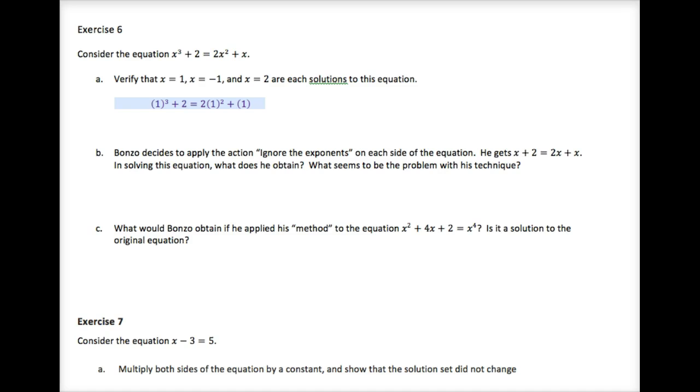So we'll start with the first question, and we're going to put 1 in. Notice I put 1 in for the x cubed, 1 in where it's x squared, and 1 in for x. That's substituting. And now I'm going to simplify, which means do a little multiplying. I get 1 plus 2 equals 2 plus 1. Nice, that's true.